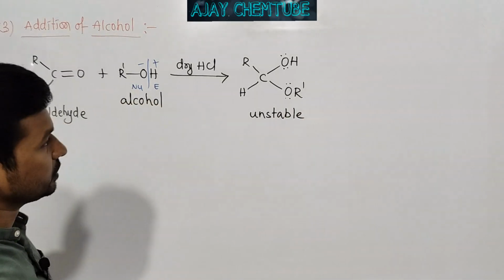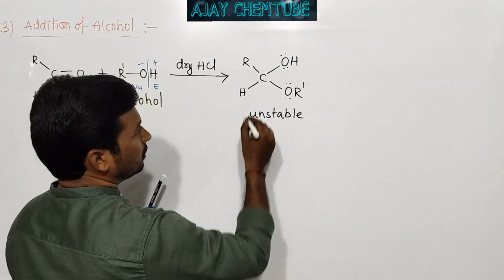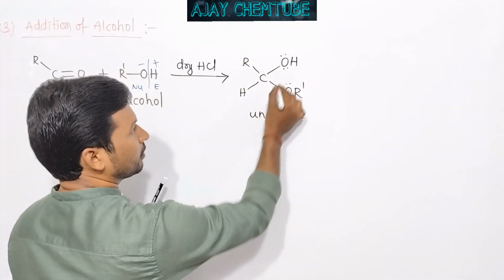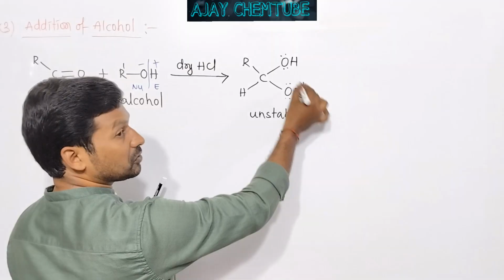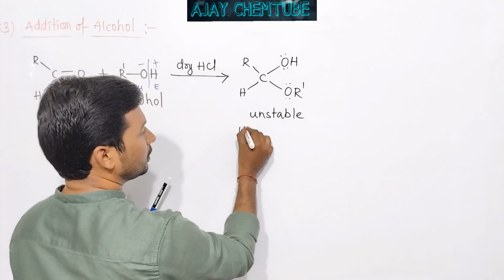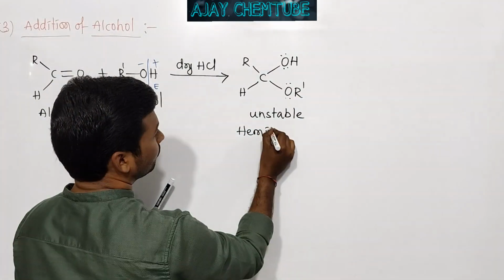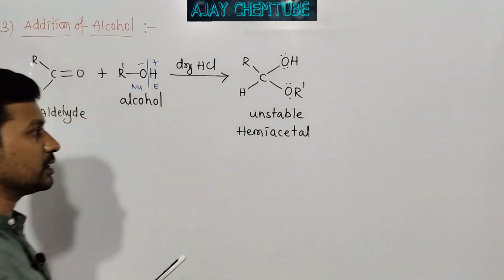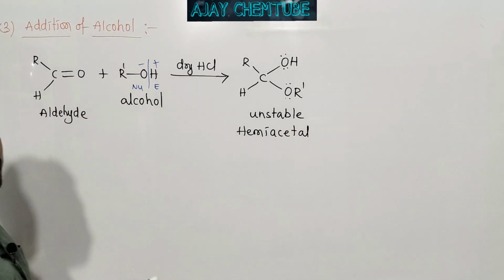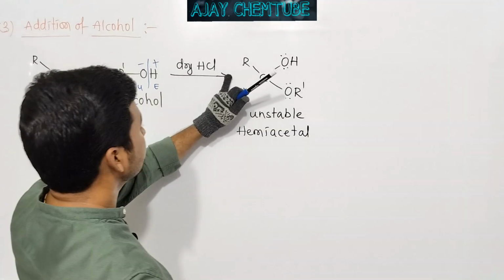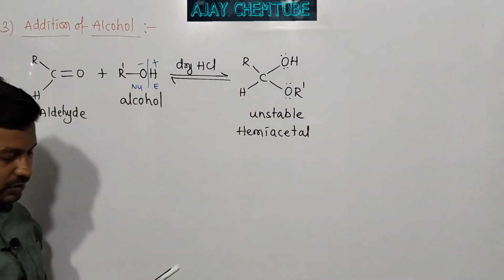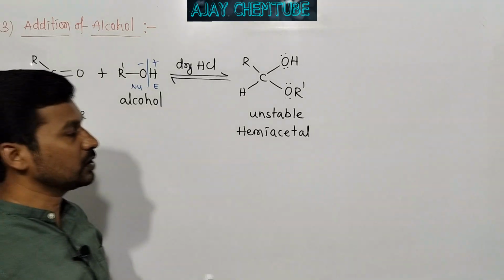Okay, this is unstable. If on the primary carbon OH and OR groups are both present, this is called a hemiacetal. Remember its name, hemiacetal. That is unstable, so you can write this as a reversible reaction. This is a reversible reaction.